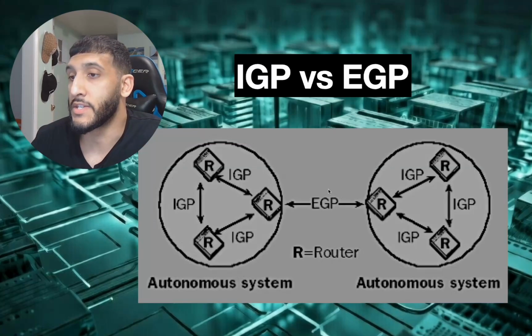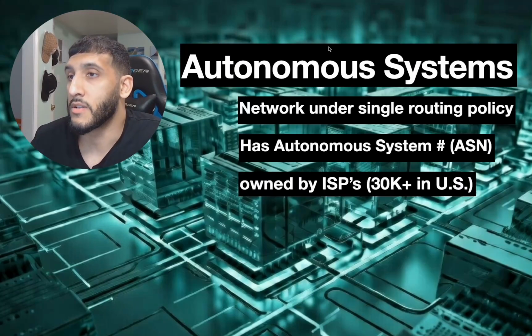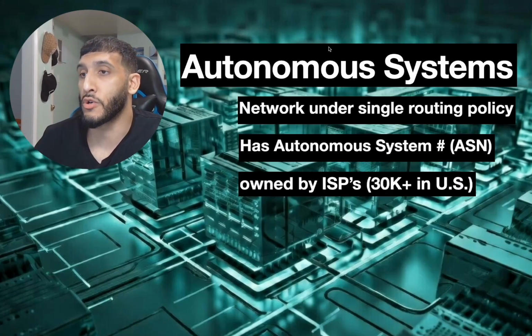Now, what does that mean? Exterior Gateway Protocol manages routes between autonomous systems, and IGP, Interior Gateway Protocol, manages within the autonomous system. So each of these circles is an autonomous system, and EGP routes between these systems, and IGP only routes within the system. An autonomous system is just a network under a single routing policy.